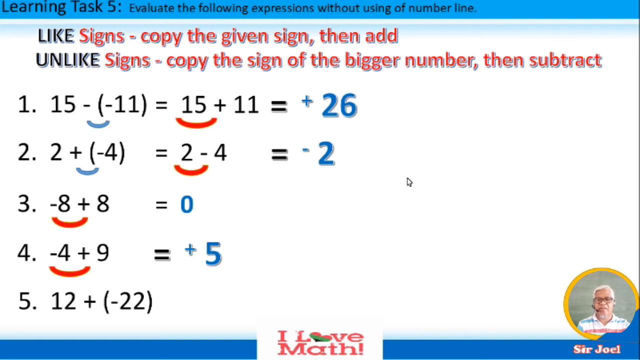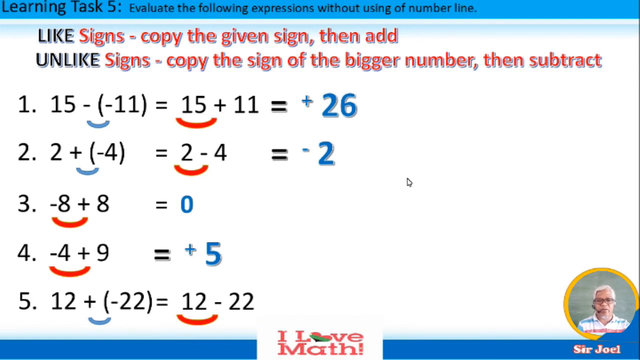Problem number 5. 12 plus negative 22. So, plus negative 22. Kung mapapansin natin, magkaiba ang signs. Pag pinagsama, magiging 12 minus 22. And again, observe ulit natin ang given signs. Sa 12, positive. Sa 22, negative. Okay? Unlike signs.